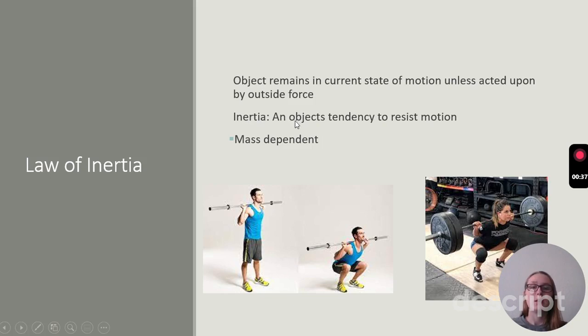Inertia is an object's tendency to resist motion, and it's mass dependent. So as you increase mass, you increase inertia, which means that it makes it harder for you to change the object's state of motion. Now, if you look here in the squatting situation, it's going to be much easier to squat just the bar, which is about 45 pounds, than it would be to squat something like 200 pounds. And that's because the bar has a lower inertia, making it much easier to change its state of motion.